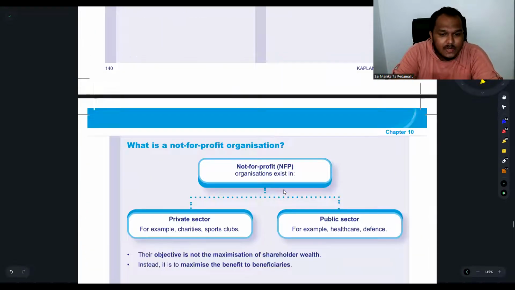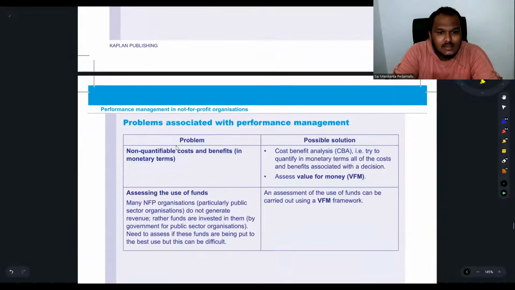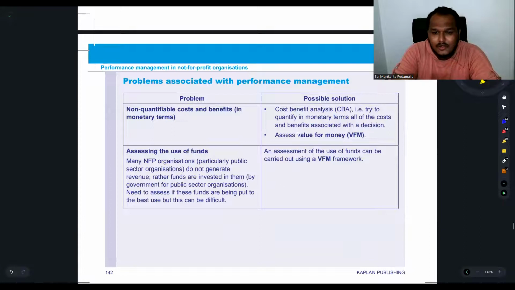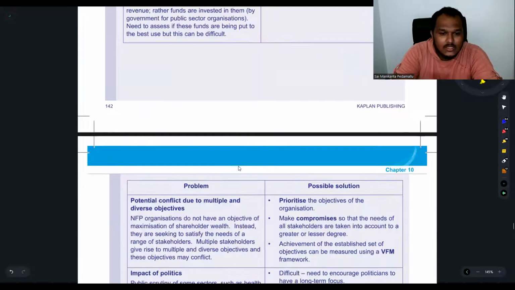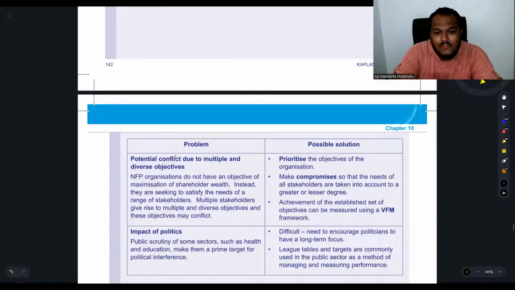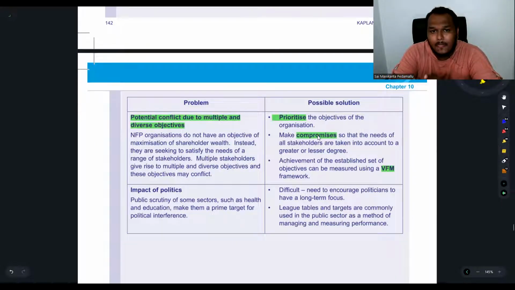That is the end of this chapter for you. Private sector, public sector, problems, solutions. We use the value for money framework. We do not use any ratios. There could be conflict of interest because there are multiple and diverse objectives. Obviously a trust can have multiple objectives, so you need to know the priorities. You need to make certain compromises and then use value for money and spend more money on those aspects where you have all the 3 E's supporting.